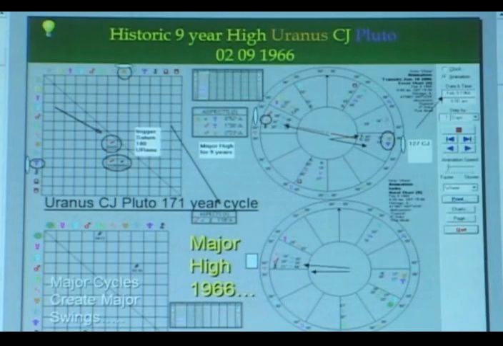Now we have a historic 9-year high, Uranus conjunct Pluto. This was the high that went into the 1974 low. This was February 9th, 1966. This was again quite a significantly powerful cycle. Uranus was conjunct Pluto. This conjunction occurs every 171 years. So from a mundane point of view, we would look back 171 years and see what historically was happening in government, in big business, in perhaps silver or gold markets, because cycles do often repeat, just never the same way.